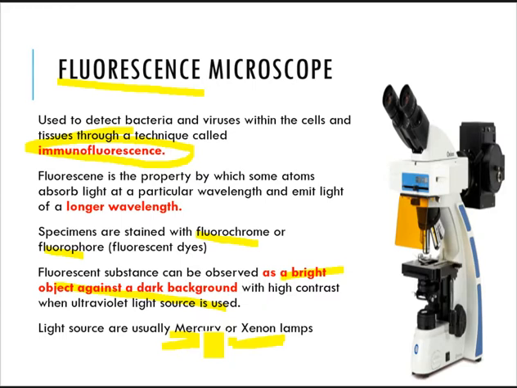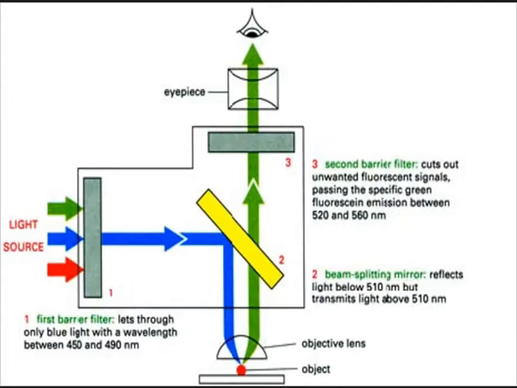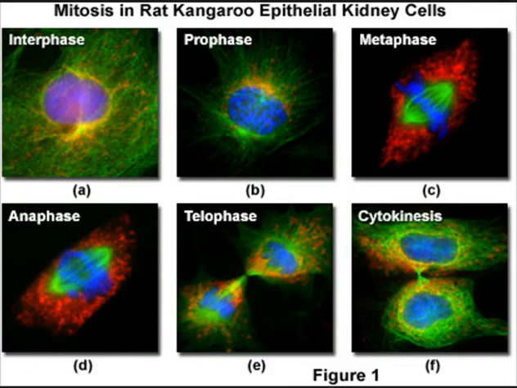This is one of the unique features compared to the previous microscopes, which use more or less the same light source, but for fluorescence they use mercury or xenon lamps. That's basically the mechanism of your fluorescence microscope. Take note, guys, a particular wavelength is absorbed, and it also emits light of a longer wavelength. Now we have some examples using your fluorescence microscope.